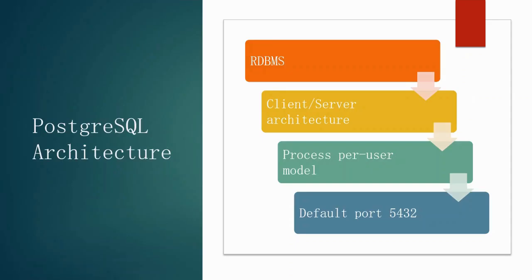You may already know that Postgres is an RDBMS and it uses client-server architecture. What is client-server architecture? You will understand in the next slide. It is a process per user model and the default port is 5432. This is completely configurable, so you can use any other port if you want.